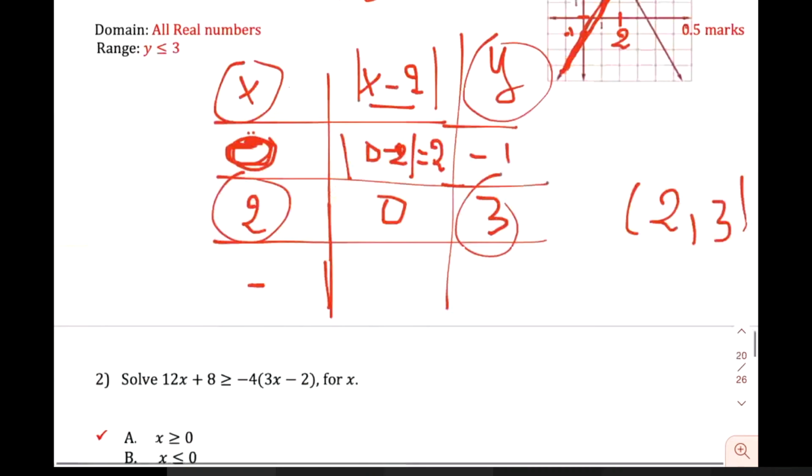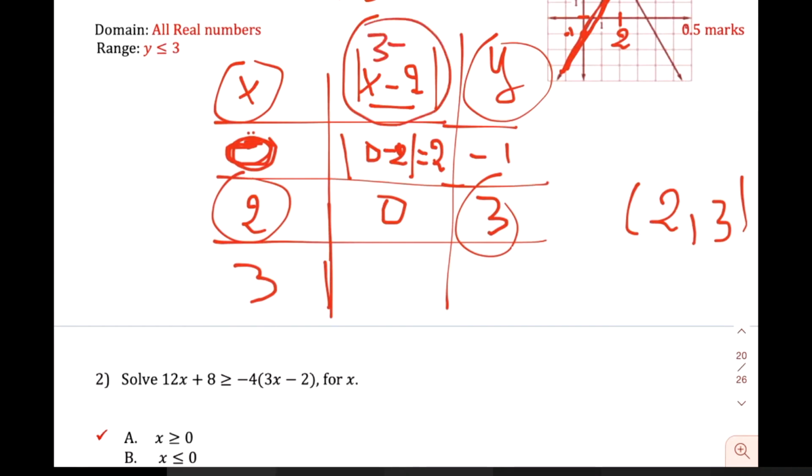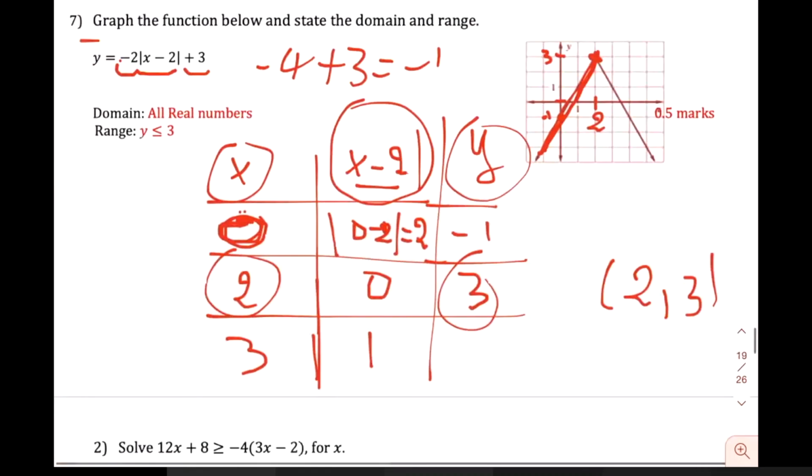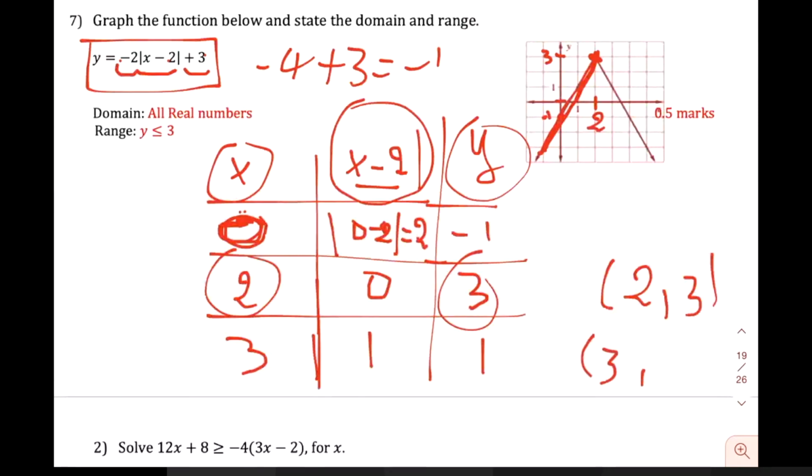Okay, now we go to this part. We put a number for x that is more than 2. For example, I can put 3. Okay, I substitute in x minus 2, I get 3 minus 2. 3 minus 2 is 1. Absolute value of 1 is 1. So this is 1. And then I go to the function and I substitute. Negative 2 times 1 is negative 2 plus 3 equals 1.